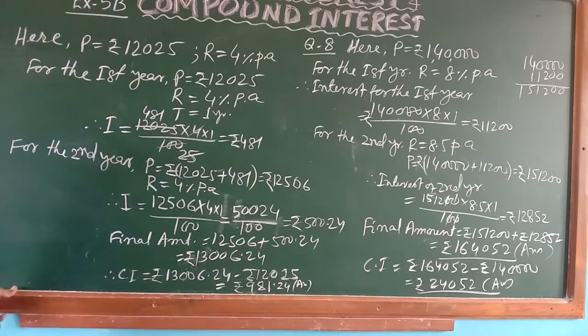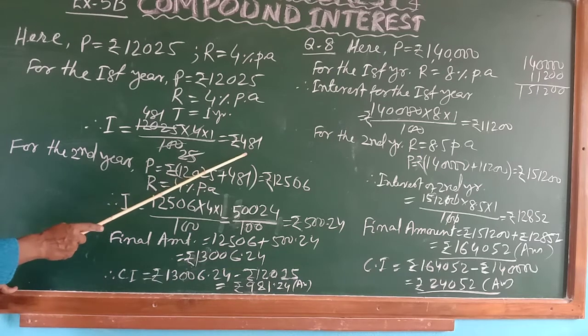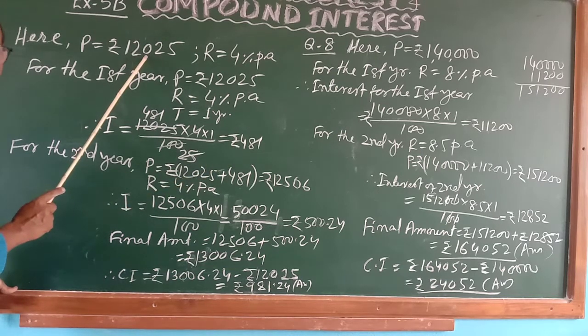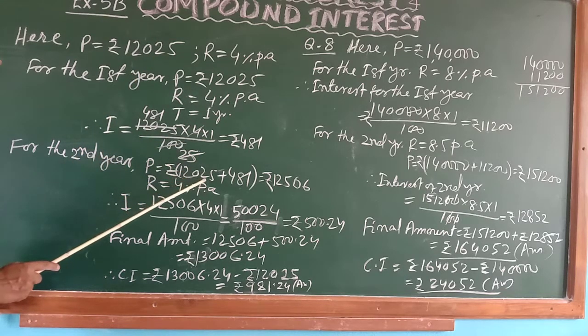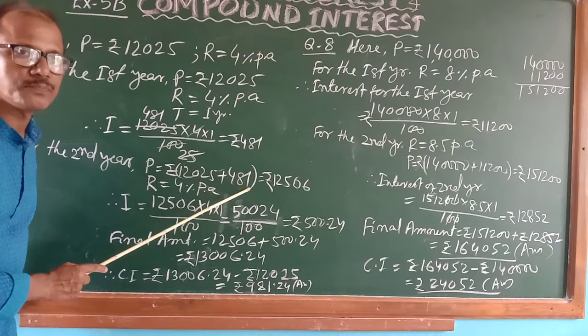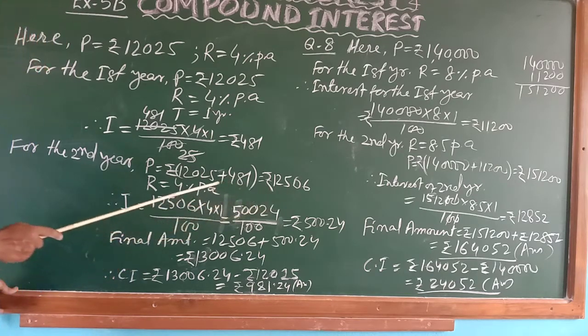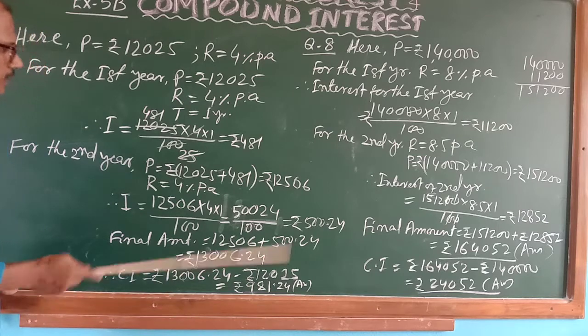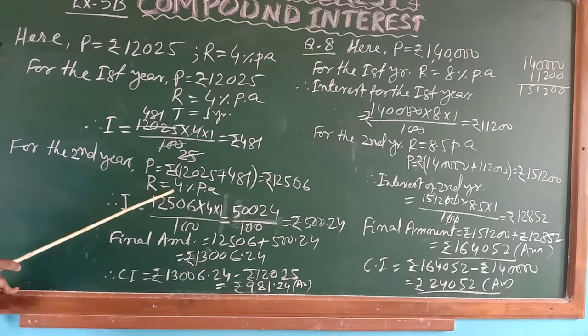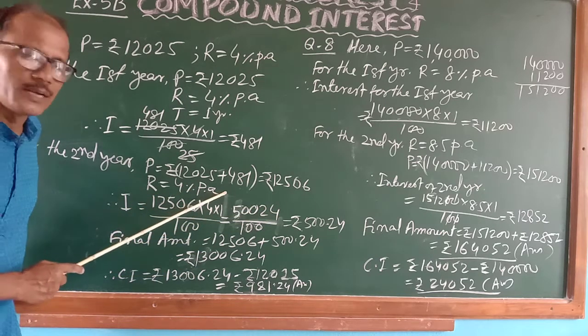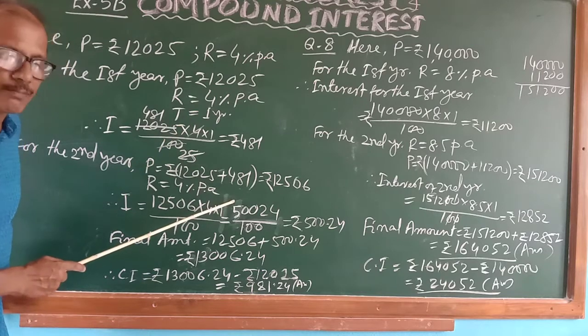Now, for the second year, what will be the principal? This interest will be added to the principal value. That is how we calculate compound interest. So for the second year, the principal will become 12,025 plus 481, which becomes 12,506. That is the difference from the simple interest calculation. The rate percent remains the same. Sometimes the rate percent changes, and we will take that example also. Time is usually 1 year: one year is already over, another year is left, so 1 year.